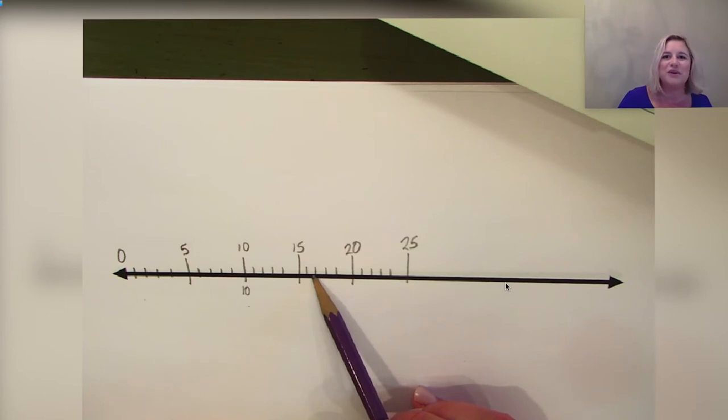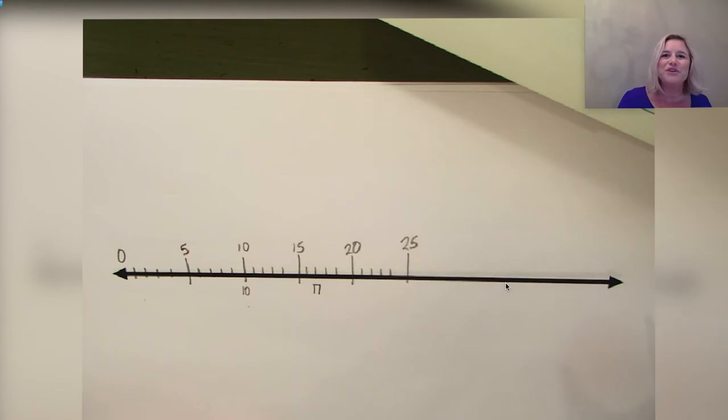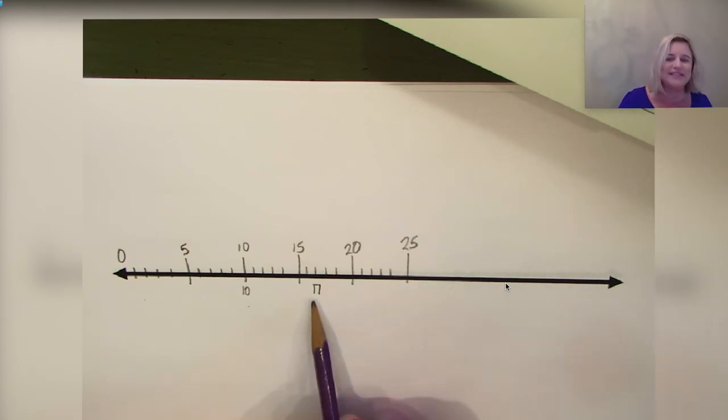Excellent job, boys and girls. What number did I land on? You're correct. I landed on 17. I counted down 8 spaces to the number 17, and that's why I've written 17 under the hash line.